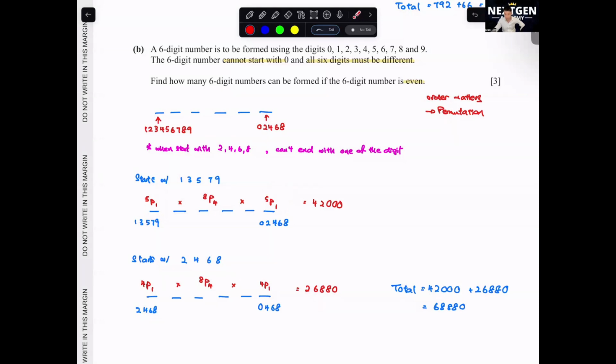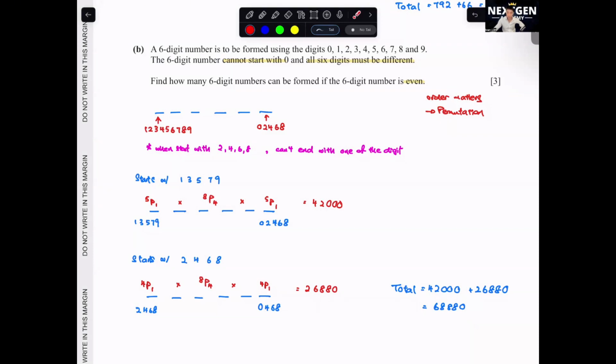The thing is, with this chapter, it doesn't matter which way you use. Whether you use permutation or the arrangement method, they will still give you full marks as long as your final answer is correct. Got it?